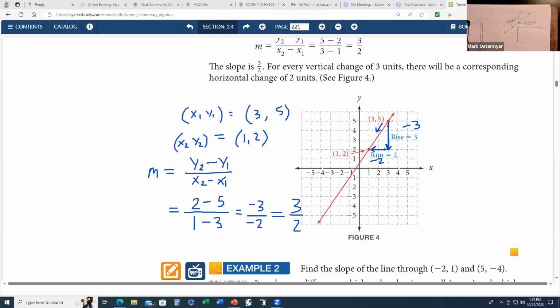So whether you walk down from (3, 5) to (1, 2) or up from (1, 2) up to (3, 5), your slope will be the same. So whether you call the slope +3 over +2 or call it -3 over -2, same slope, same line. Is this making sense here?